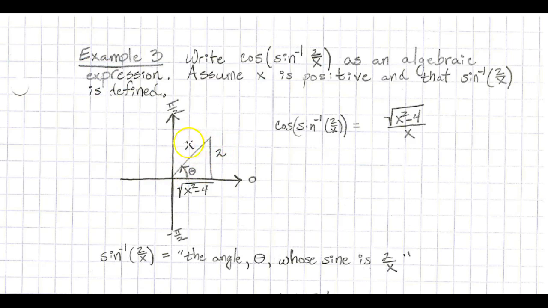That gives me these two sides of the triangle, which then using the Pythagorean theorem tells me that this side has to be the square root of x squared minus 4. So the cosine of that angle whose sine was 2 over x is now adjacent over hypotenuse, square root of x squared minus 4 over x.